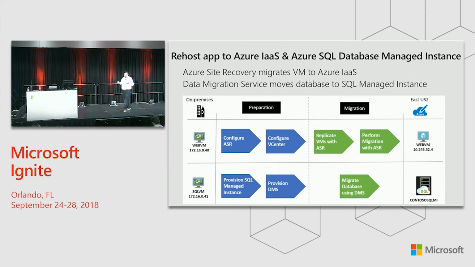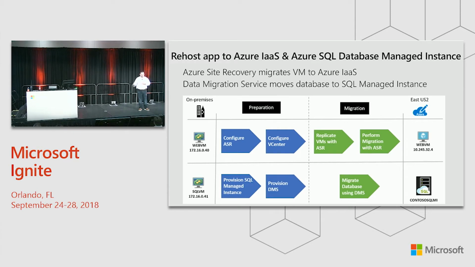And the next piece is, okay, well, what's the solution? Like, what's the process to get there? So you can see, on the left, the preparation. What do they need to do? Well, they need to configure Azure Site Recovery. They need to get vCenter collecting data, that sort of thing. On their SQL, they need to go ahead and provision their SQL managed instance. They need to provision the data migration service, get that up and running, and then we can move to the migration phase. In the migration phase, we'll replicate that VM over to Azure, right?